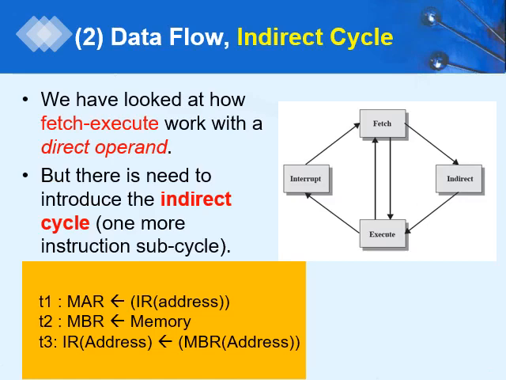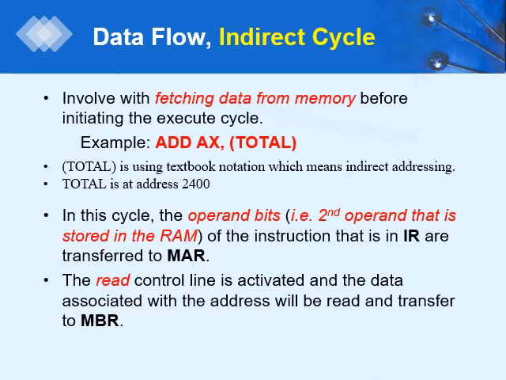So now we are looking at the second data flow, which is the indirect cycle. And these are the RTL steps. Indirect cycle involves fetching data from memory before we can initiate the execute cycle. So we have an example, add AX, (total), with total in parentheses. I would like to remind students that the parentheses in the textbook means indirect addressing. And let's assume total is at address 2400 in memory.